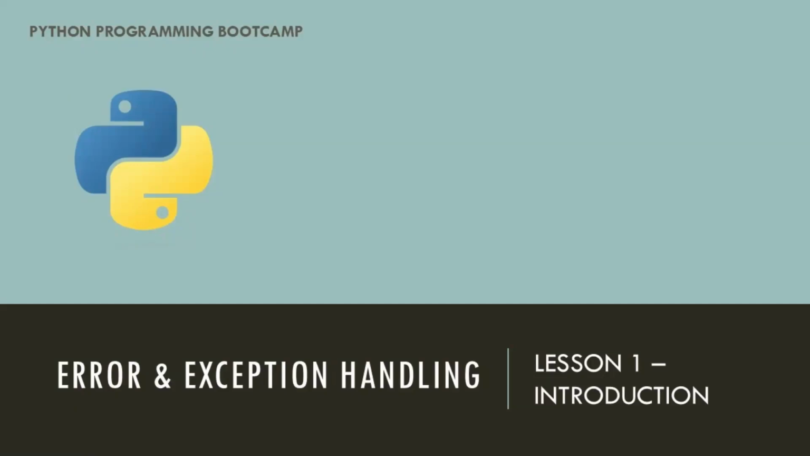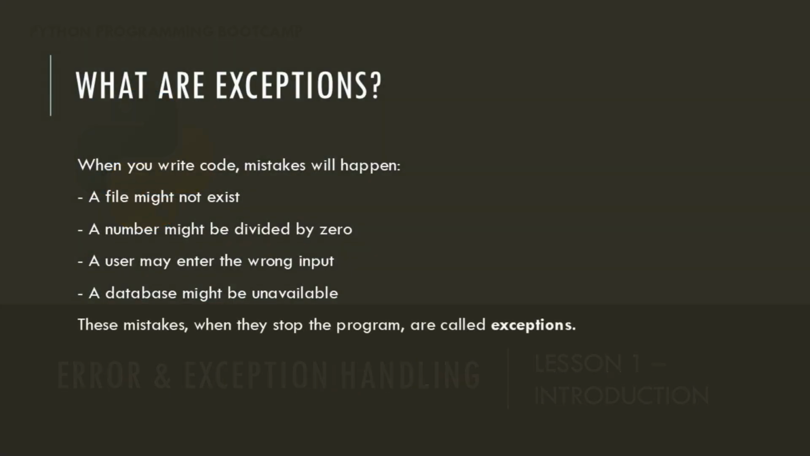Welcome to section 7. In this section, we are going to learn something that every programmer faces in his coding journey: errors. When you write code, mistakes will happen. A file might not exist, a number might be divided by 0, a user may enter the wrong input, a database might be unavailable. These mistakes, when they stop the program, are called exceptions.